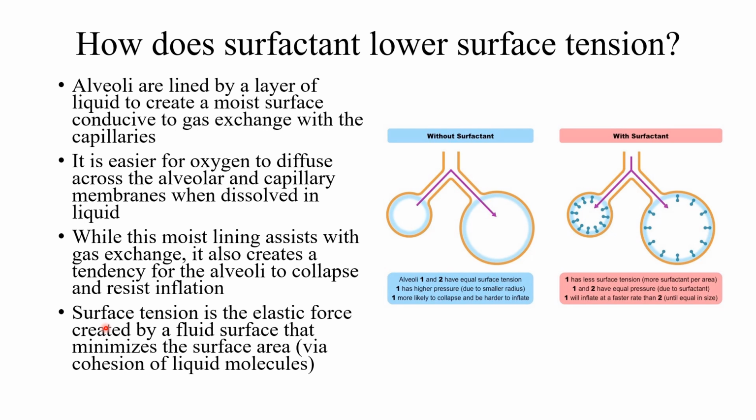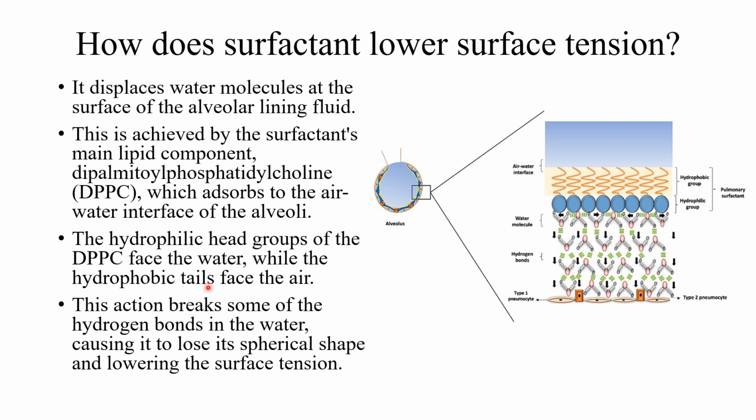So surface tension is the elastic force created by a fluid surface that minimizes the surface area via cohesion of liquid molecules. I think all this we have explained. I hope you have understood how water increases the surface tension here. And when we expirate, the alveolar surfaces can come very close together if there was no surfactant. Now, understanding how surfactant works.